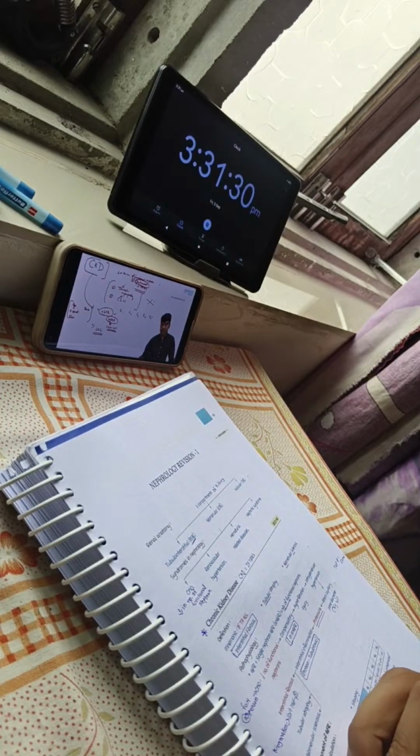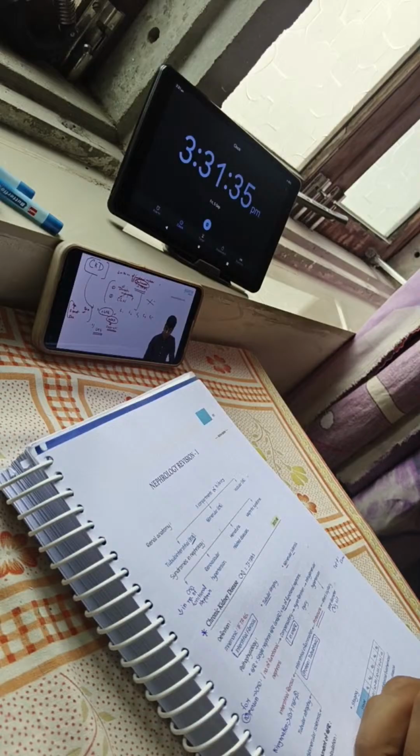Body weight is not being taken into consideration. That's very, very important. The olden equations had body weight, but right now we are not using body weight. Race, age, creatinine, and sex of the patient are taken into consideration.